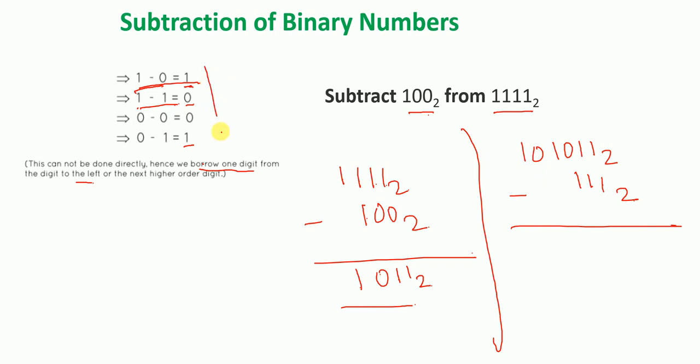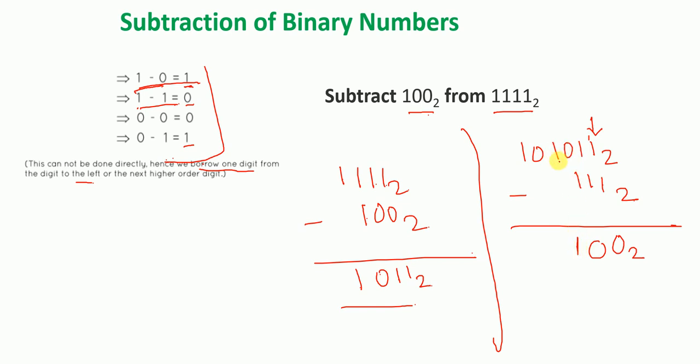First, we know that 1 minus 1 is 0, so we write 0, and the base is 2. As you know, we always start from this side. We have another 1, so 1 minus 1, it will be 0. Now we have 0 here, but it will borrow 1 from here, so it will be 10. So 10 minus 1 is 1.